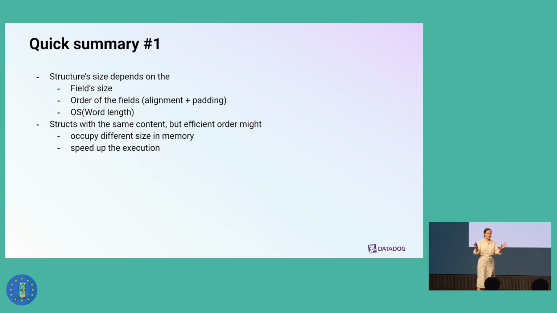Now, quick summary of what we have learned so far. We know that the structure size depends on the size of its fields, on the order, effects, alignment, and padding, as we have previously mentioned, and the structs with the same content but in an efficient order might occupy different size in memory and thus speed up the execution.